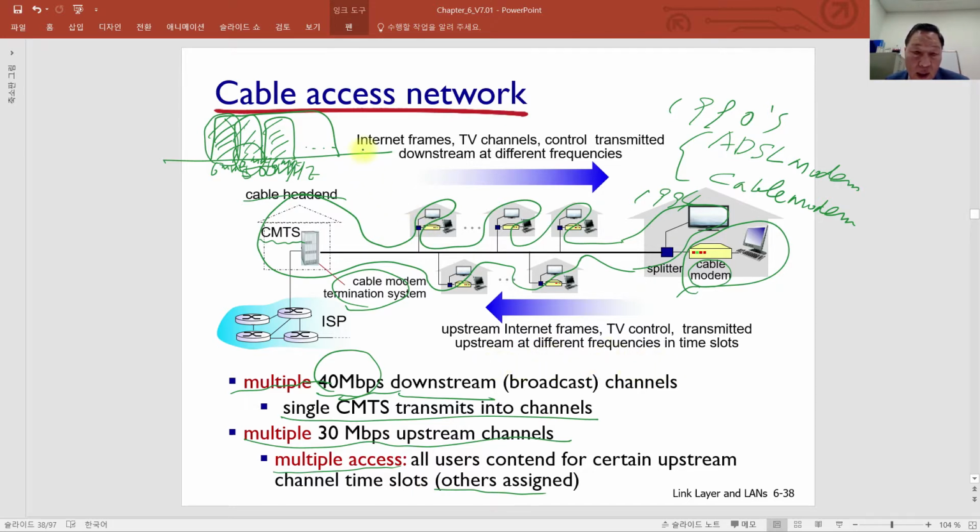Here, let's look at this one. Internet frames, TV channels, and control are transmitted downstream at different frequencies. Thus, we are using frequency division multiplexing, and also here, upstream internet frames, TV control are transmitted upstream at different frequencies in time slots. Also, this one is using frequency division multiplexing and also time division multiplexing. Those are being used. The next slide is showing about that.